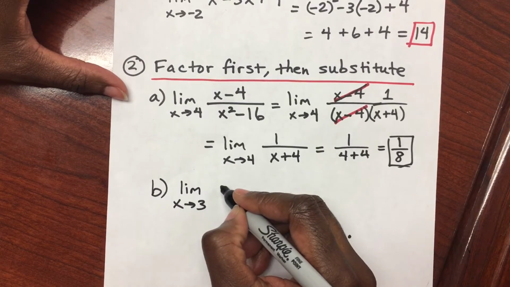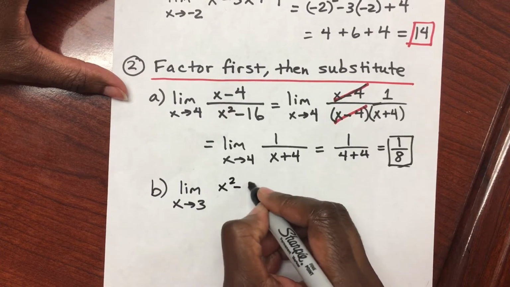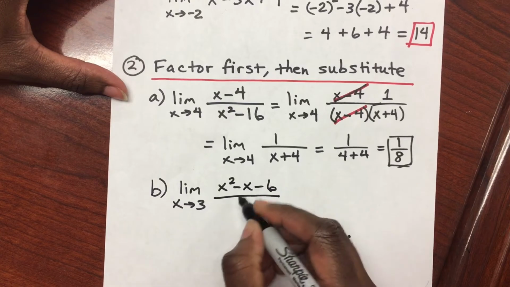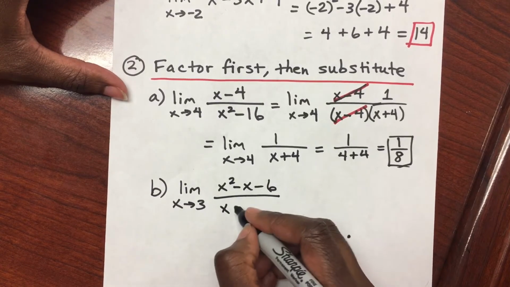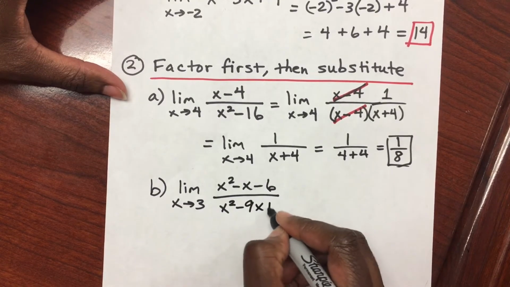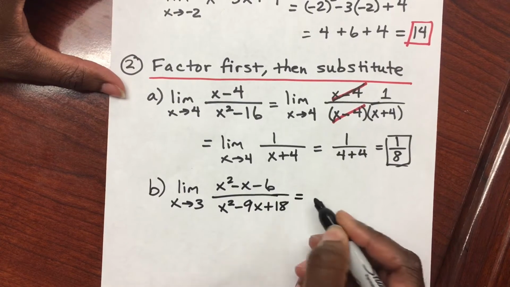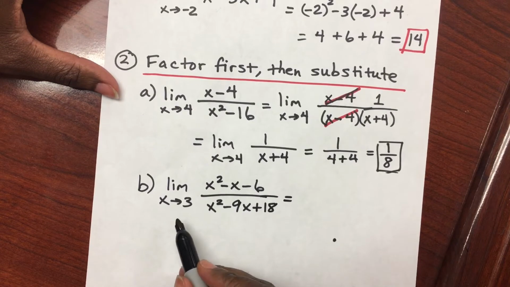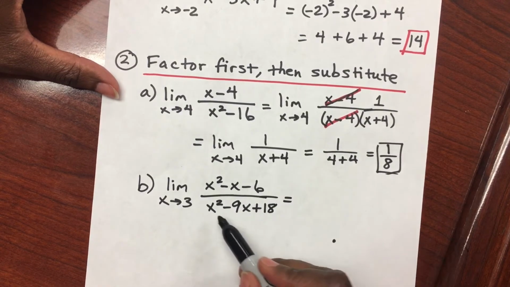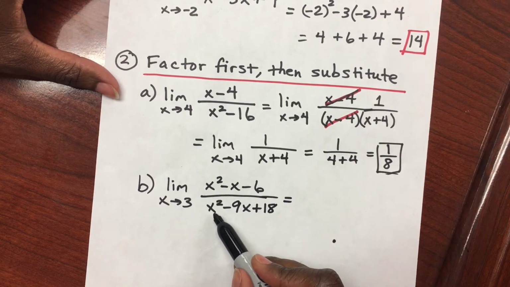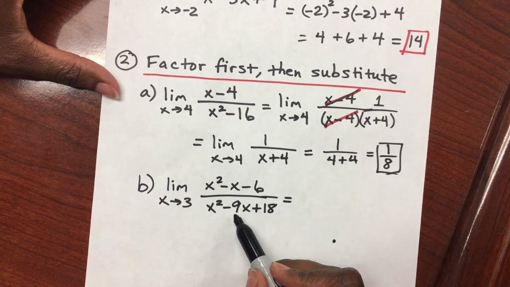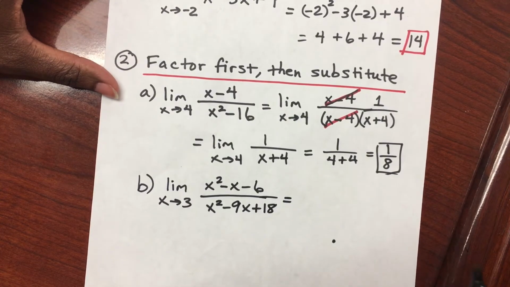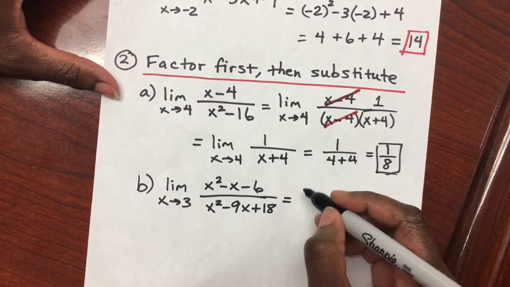Well, we're going to have x squared minus x minus 6 divided by x squared minus 9x plus 18. We're going to factor the numerator and the denominator, because if we plug in 3, we'll notice that if we put 3 here, we'll get 9 minus 27 plus 18. And most likely we'll get 0 in our denominator, and that's not what we want.